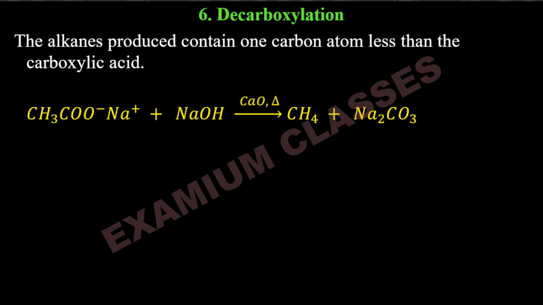This is the reaction. We get the sodium salt of carboxylic acid. Here this is the sodium salt of acetic acid. What is acetic acid? CH3COOH. This is acetic acid. If sodium replaces this hydrogen, now it is the sodium salt of acetic acid. When it is heated with caustic soda in presence of quicklime.